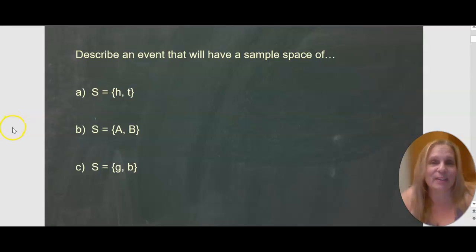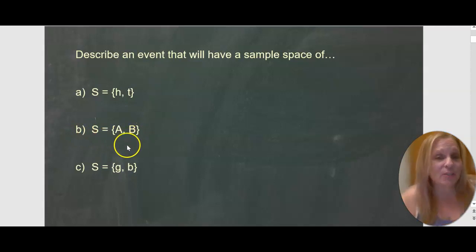In this lesson, we're going to look at sample spaces. And when you list a sample space, you're basically listing every possible outcome. That's it. So let's see if we can describe an event that would have a sample space of maybe H or T. Well, there's only two outcomes. One's H, one's T. I'm guessing that probably stands for heads and tails. So an event that would have this sample space would be flipping a fair coin.